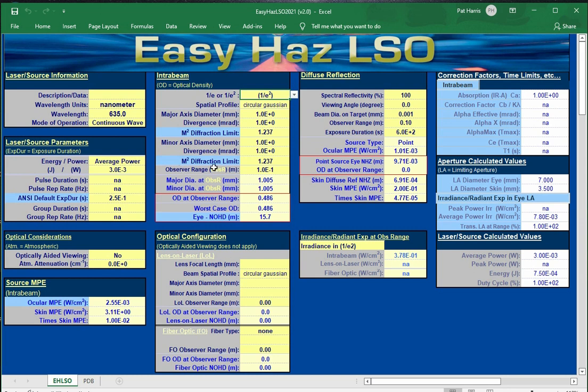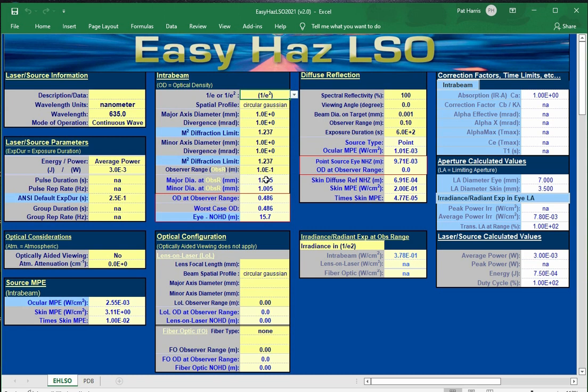We also have observer range. This is where we set where we think our observer may be, or whatever we're interested in, at the distance away from the beam waist, or the beam reference point. If we're calling it the aperture, then it's how far away the observer is from the aperture. Okay.